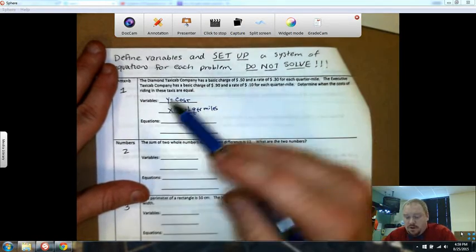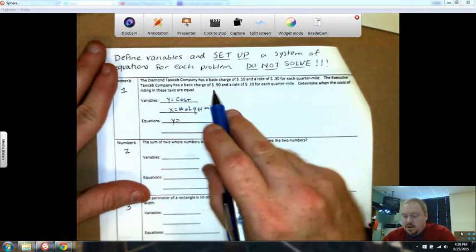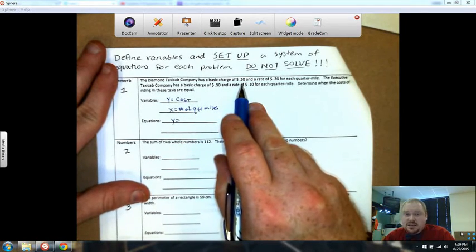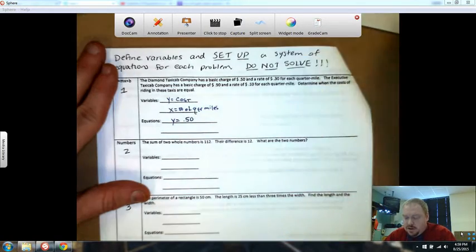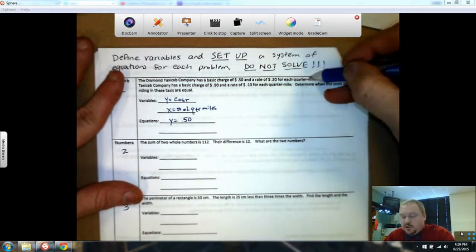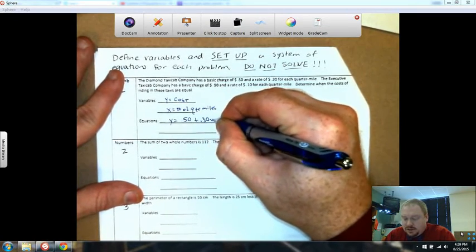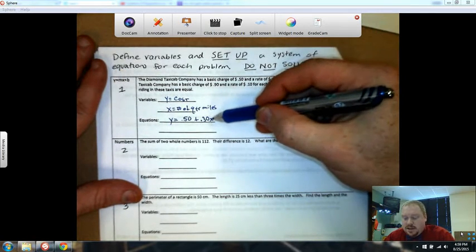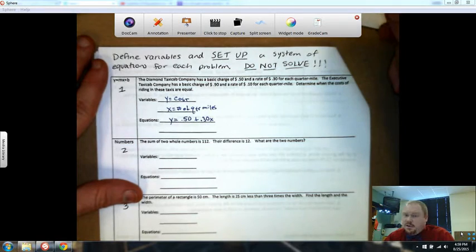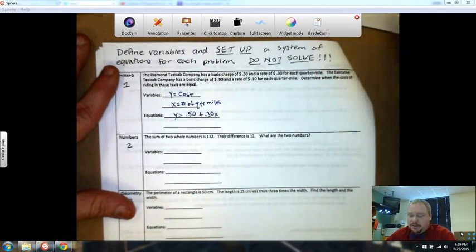So, for Diamond Taxi Cab Company, their basic charge is 50 cents. And it's 30 cents for each quarter mile. So add that in. 30 cents times X. Now, if you want to have the 0.30X go first, you're more than welcome to do so. It doesn't make it any more or less correct.